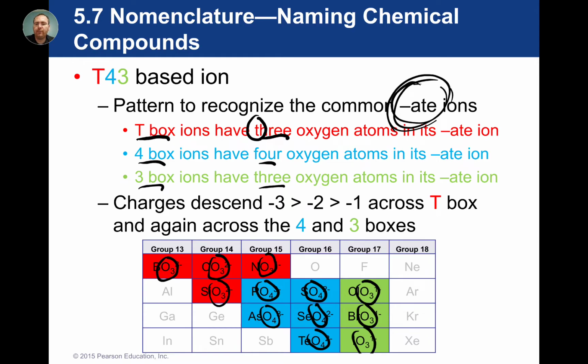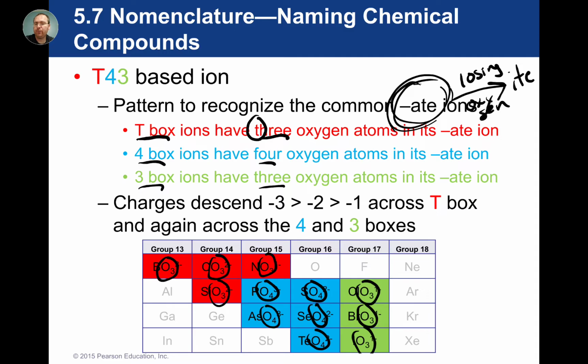So any one of these, we could just reduce the 4s to 3s or the 3s to 2s and turn ATE into ITE just by losing oxygen. And that's the easiest way to double down on this information, is if we know T43 is borate and carbonate and nitrate and silicate and phosphate and sulfate and chlorate and bromate and iodate and so forth, then we know that that's the magic number of oxygens to look for.